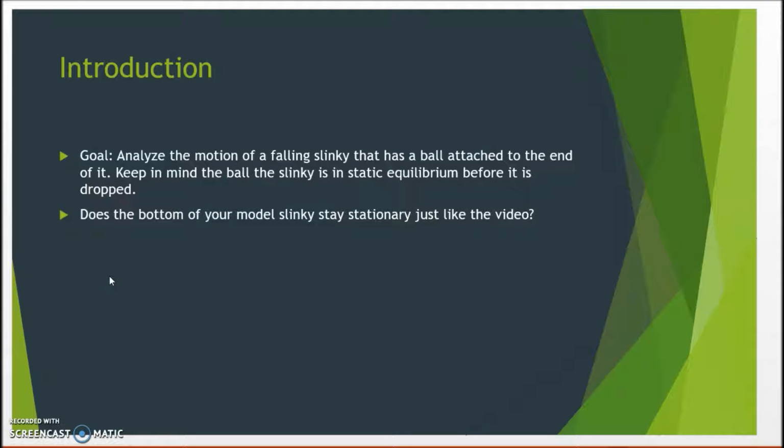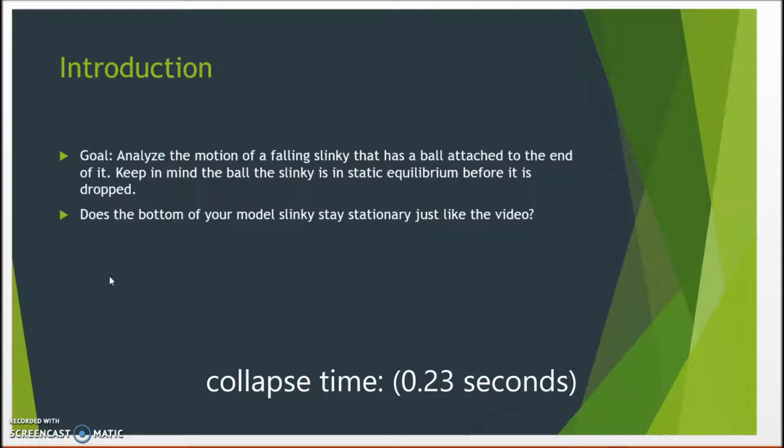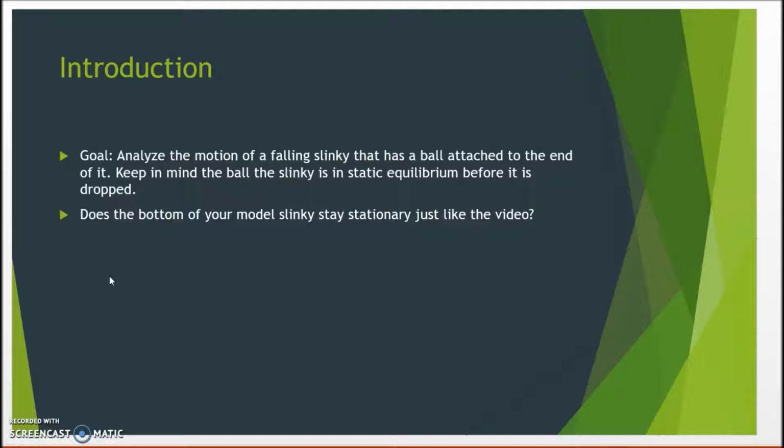The goal of this lab was to examine the motion of a stretched Slinky that has a tennis ball attached to the bottom of it, while keeping in mind that the Slinky is dropped from static equilibrium. The result was that the bottom of the Slinky did stay stationary. The observed collapse time was about 0.23 seconds, which corresponds to the time required for the waves to propagate down the Slinky to communicate the release of the top part of the Slinky.